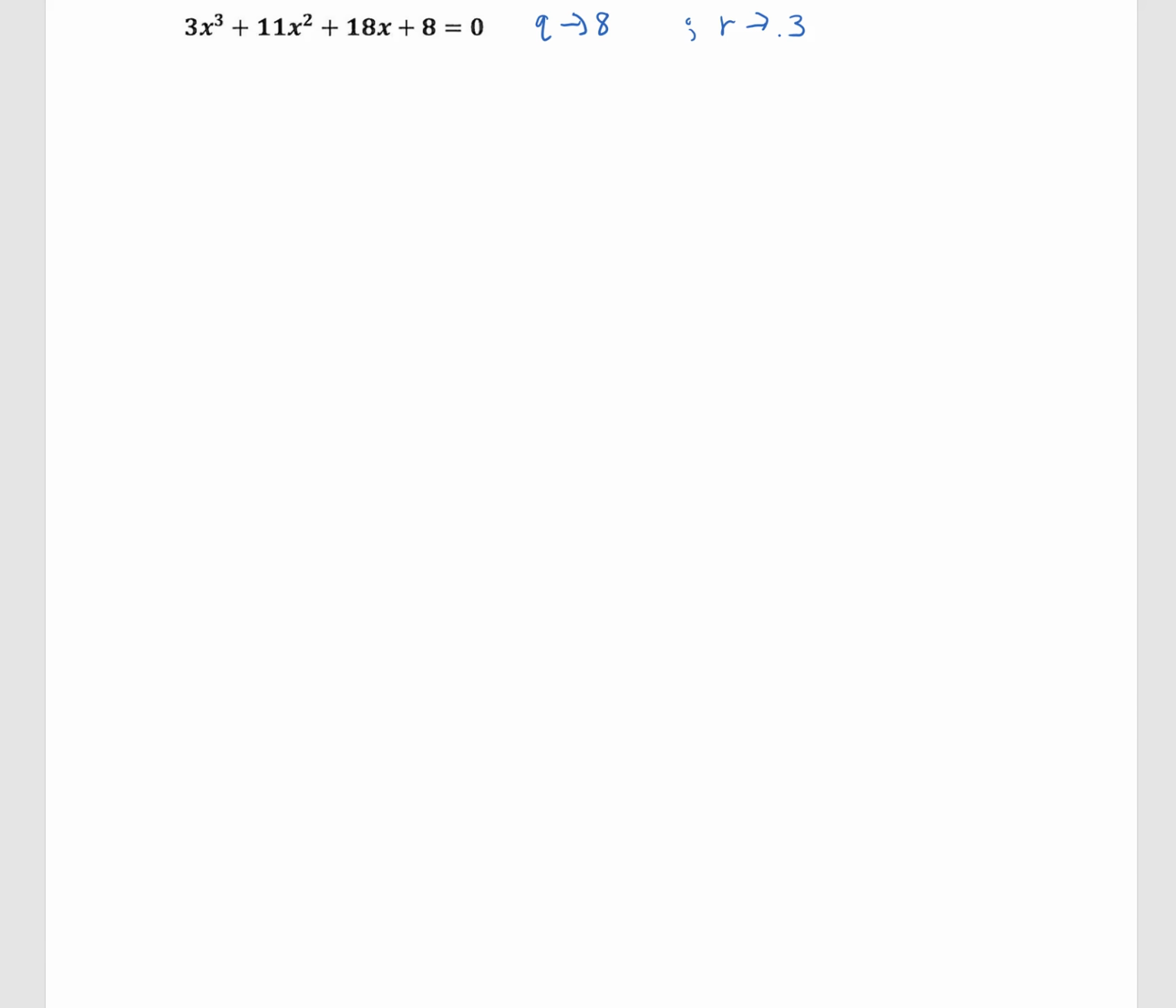So if we think about the values for q that are possible, we have plus or minus 1, plus or minus 2, plus or minus 4, and plus or minus 8. For r, it's the factors of 3, so plus or minus 1 and plus or minus 3 are our options. So now we want to think about what our test values are. And these are going to be q over r.